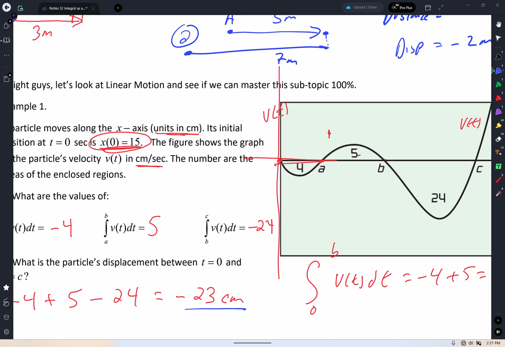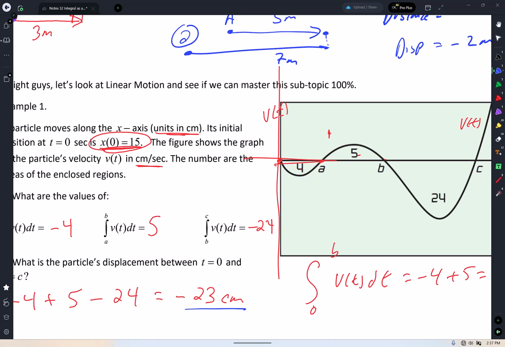If you start at position 15, remember, this is velocity. If you're above the x-axis, you're moving to the right. If you're below the x-axis, you're moving to the left. How do I know that those numbers stand for displacement? Think about it, guys. The velocity is in centimeters per second. If I find the area under the curve, centimeters per second times seconds is just centimeters. Does that make sense?